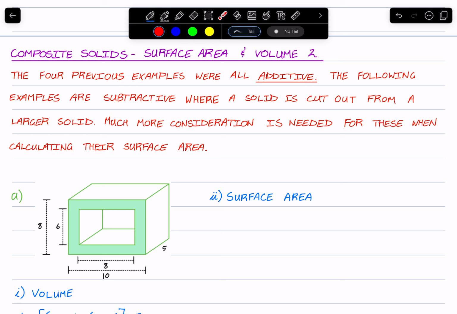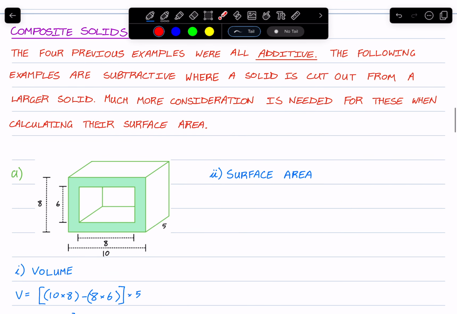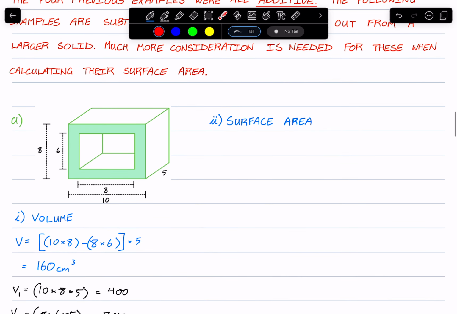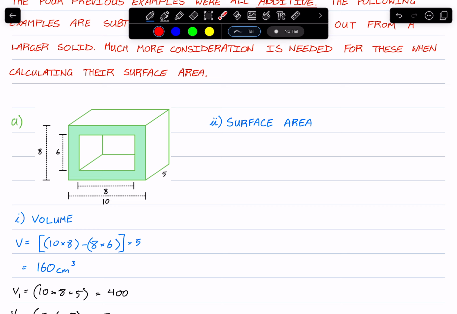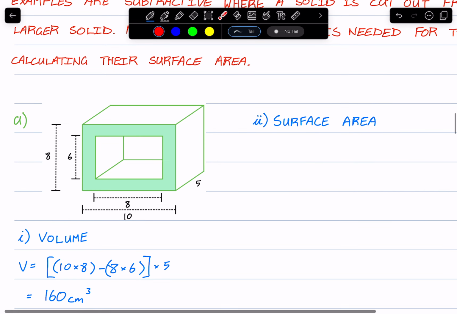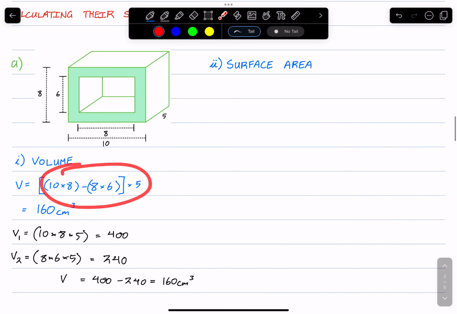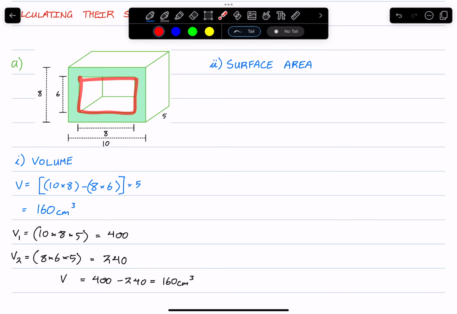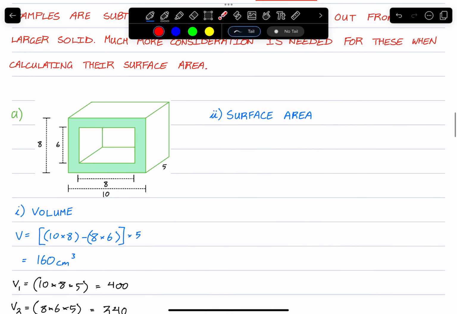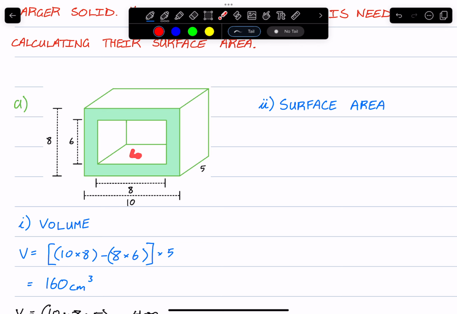Hello class, this is a continuation on composite solids. In this video, we'll be looking at the surface area of subtractive solids, where, once again, we're cutting out a solid from a larger solid. As I've said before, you'll find that when we calculate the surface area of these, there's much more to consider, because unlike the volume, where we could just subtract out the volume of the center, when it comes to the surface area of this, you can see that there are actually surfaces on the inside that add to the surface of this.